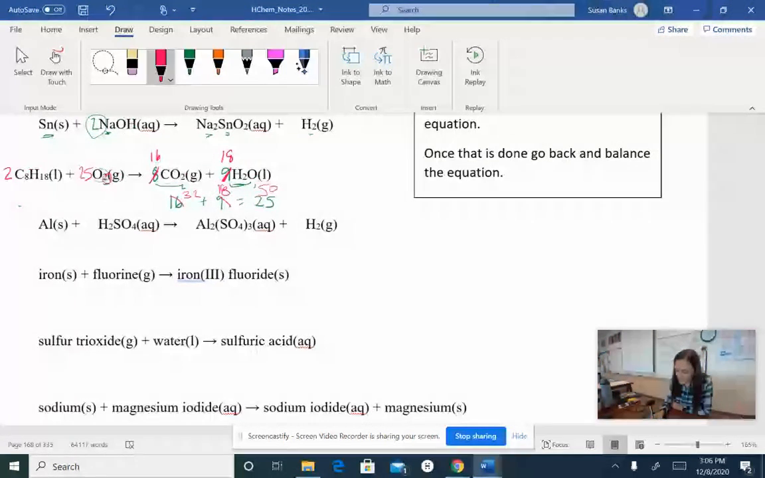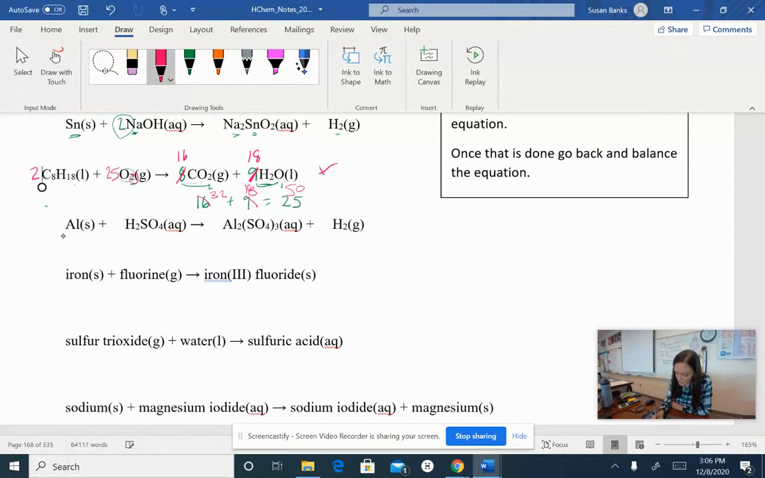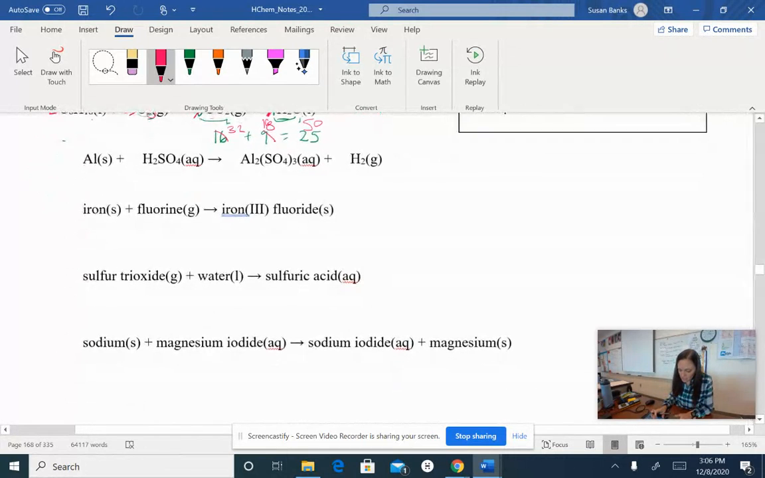So notice that I had to go back and change some of these coefficients just to double things up. So until you're really good at this and comfortable with this, I suggest you use a pencil when you're doing these. Okay? All right, let's do this next one.